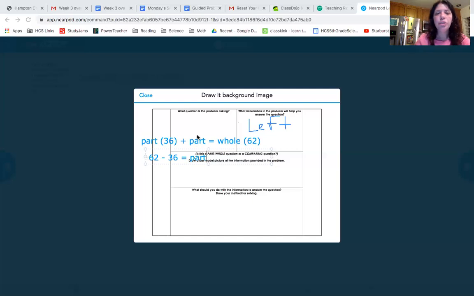Okay? So if we do our part whole, that's going to look like this. I know the whole. He bought a pack of 62 crayons, and he gave away 36. And I am trying to solve for this guy right there. Okay, so this time we want to subtract. Now, when we subtract, boys and girls, it is vital that you put the larger number on top. So we have 62 minus 36.